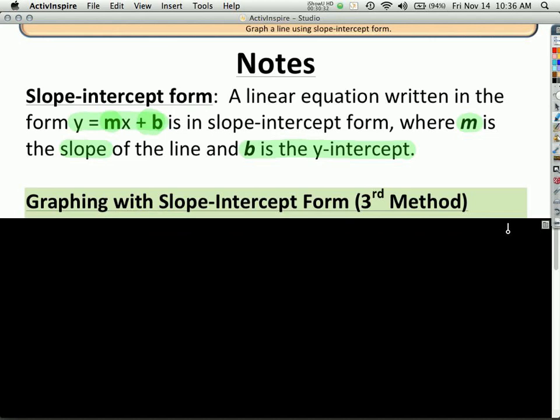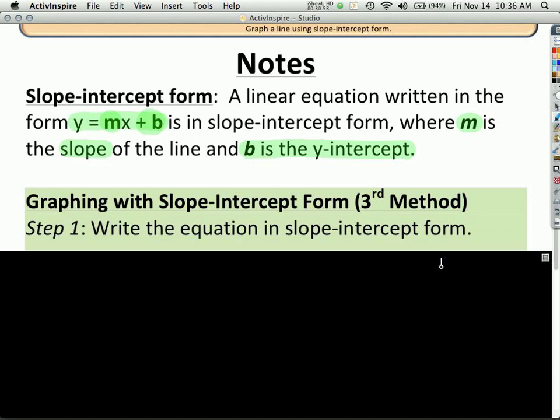You know two other methods. You know how to make a table, and you know how to find the intercepts. Let me be clear. If you don't, then something went wrong over the last 2 weeks. You should know how to make a table of values and graph, and you should know how to find intercepts and graph. Don't worry, you're going to keep working on it. But now here's the third method.